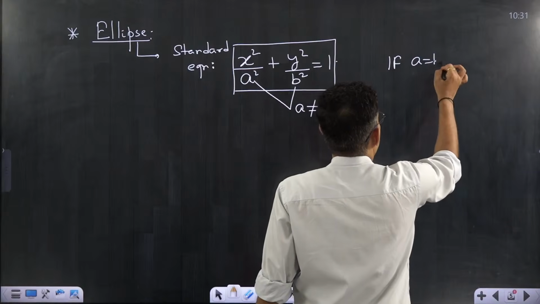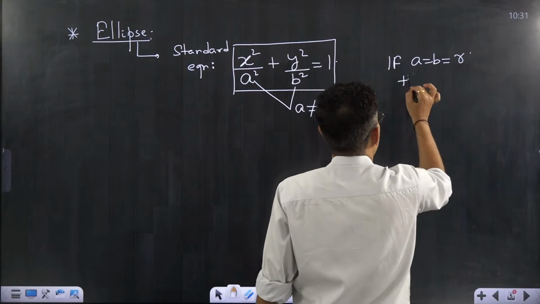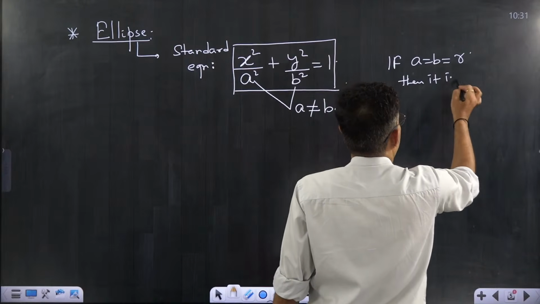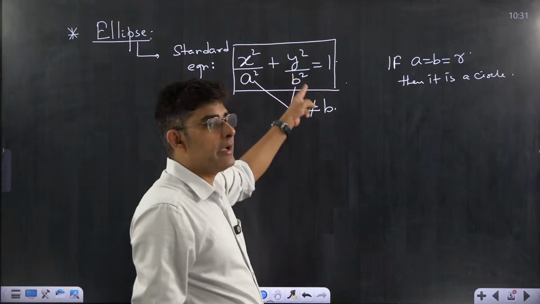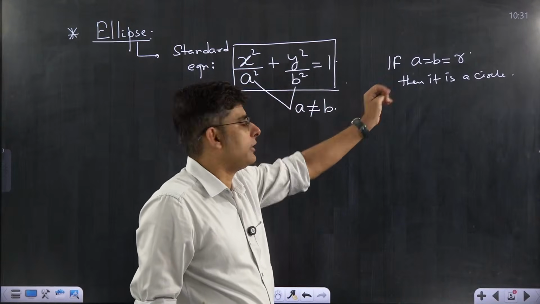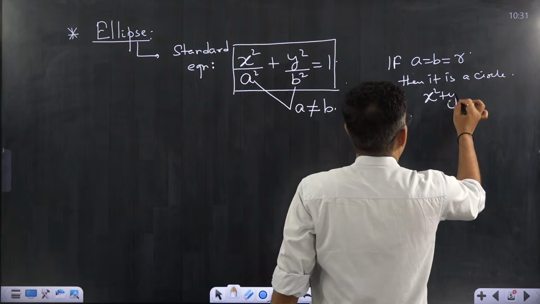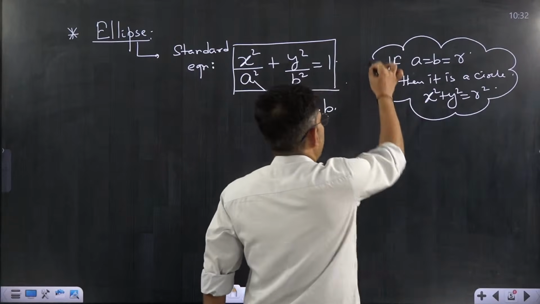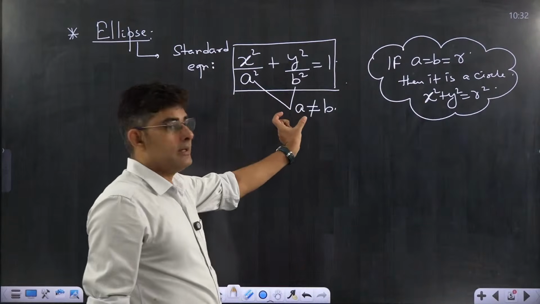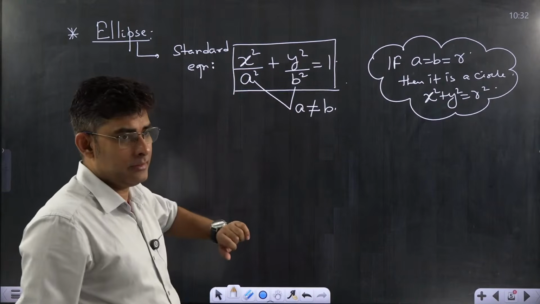If a equals b, and suppose I call it r, then it is a circle. Why? Because x square by r square plus y square by r square is 1, so x square plus y square is r square. So it will become a circle of the form x square plus y square equals r square. So we will not take the x and y coefficients as the same, they are different over here. This is called an ellipse.